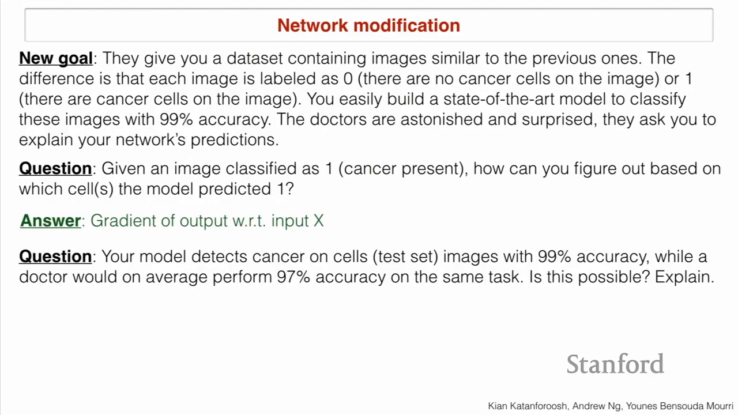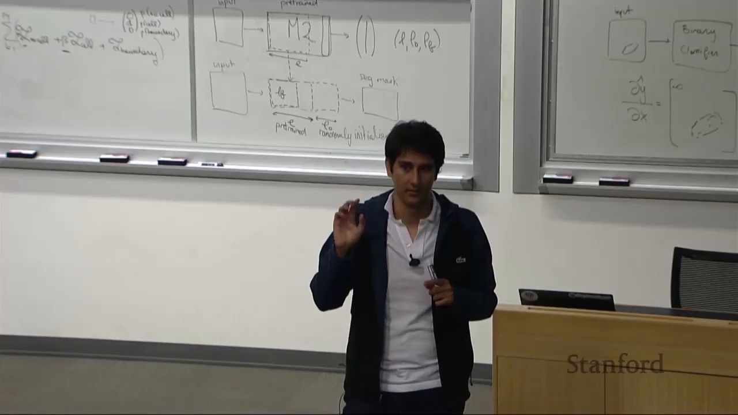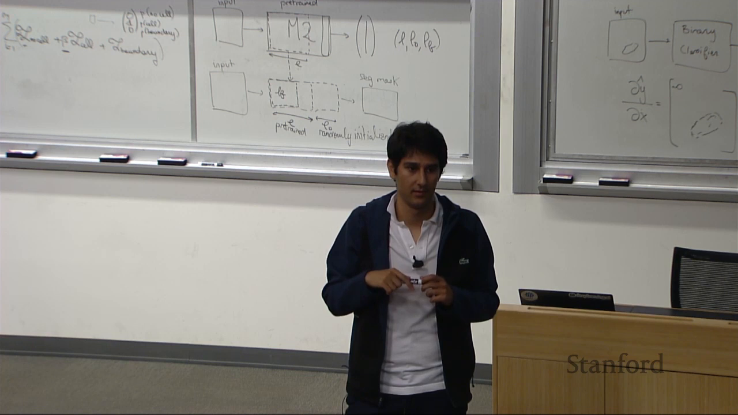Your model detects cancer cells from the test set images with 99% accuracy, while a doctor would on average perform 97% on the same task. Is this possible or not? Who thinks it's possible to have a network that achieves more accuracy on the test set than the doctor? Okay, can someone say why?